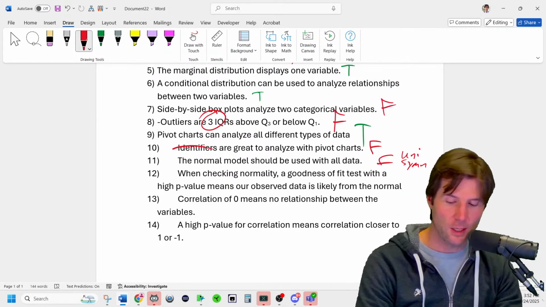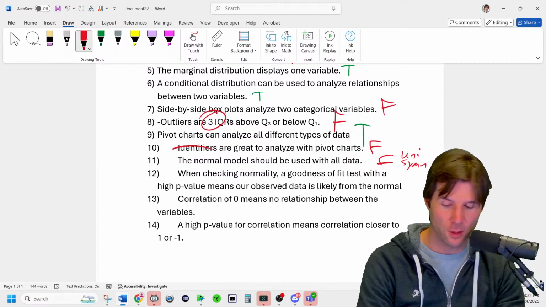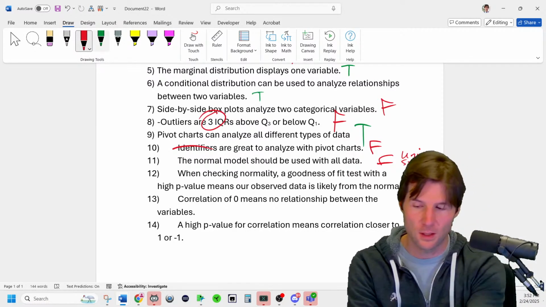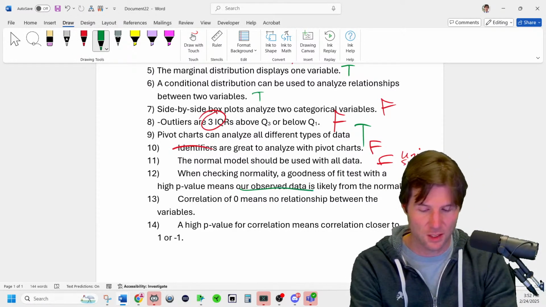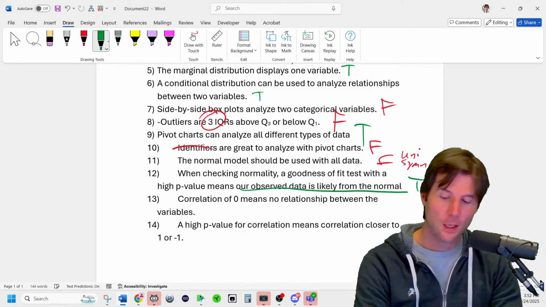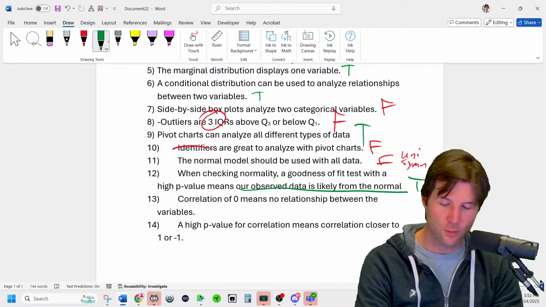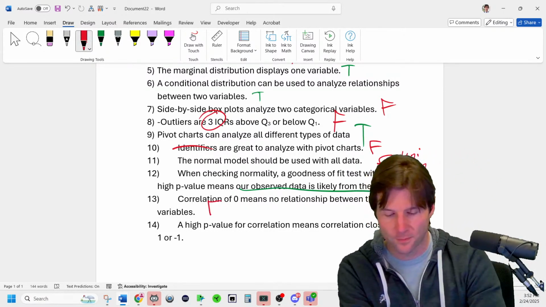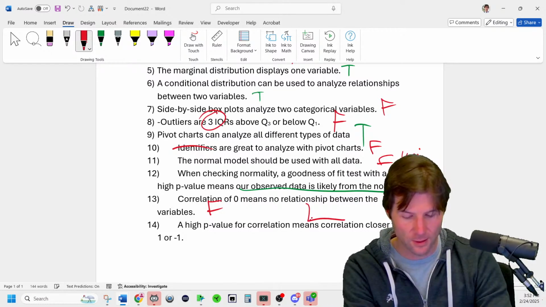When checking normality, a goodness of fit test with a high p-value means our observed data is likely from the normal. That's what it means. What we saw was likely by random chance, given that it is normal. That is very true. Correlation of 0 means no relationship between the variables. No. Because you can have nonlinear.